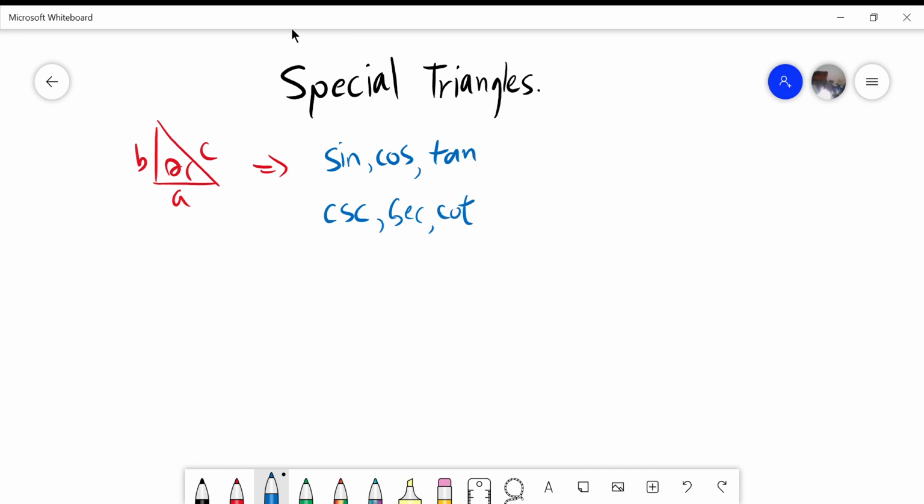And note that cosecant equals 1 over sine.